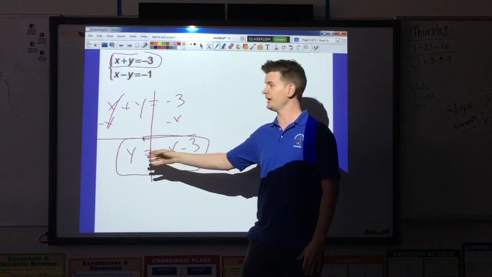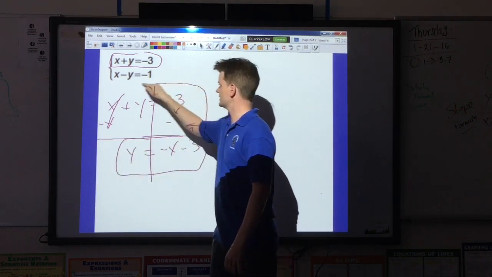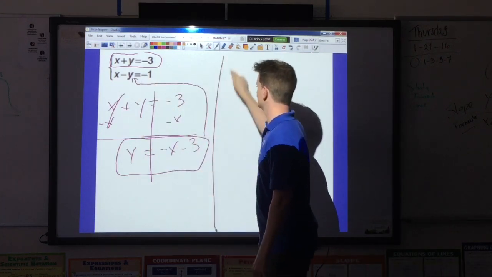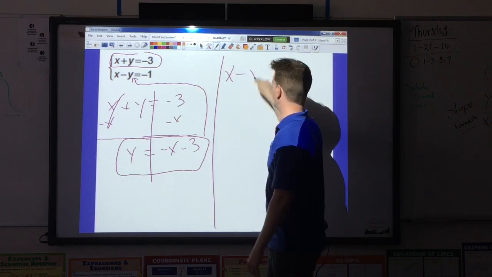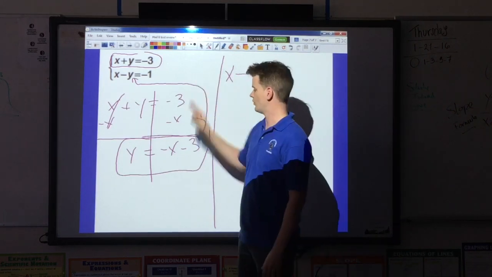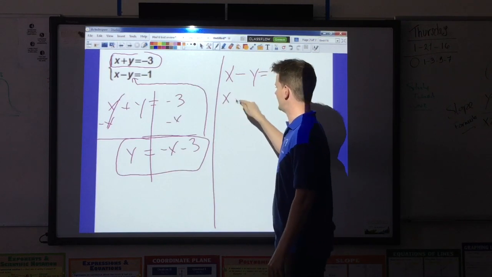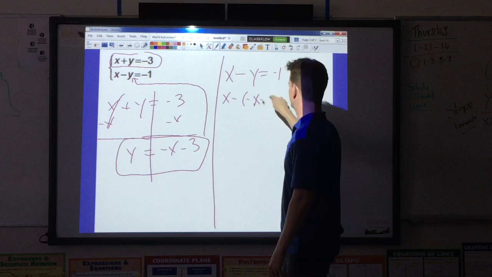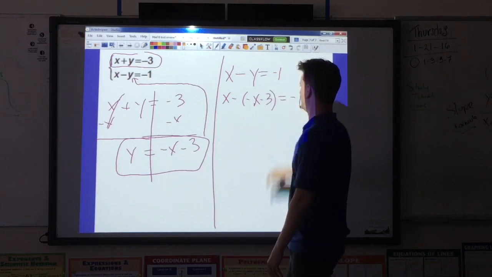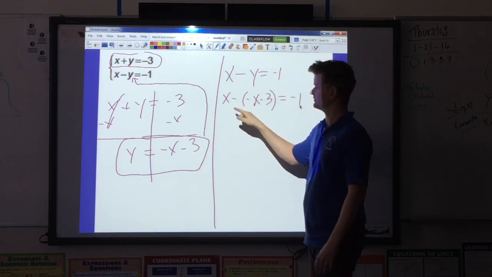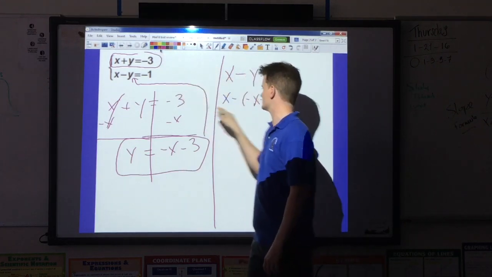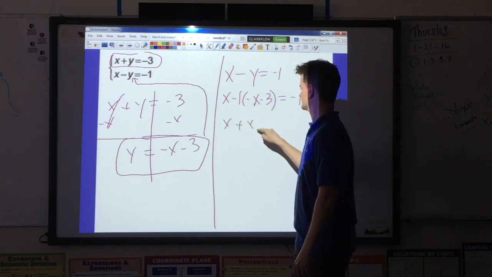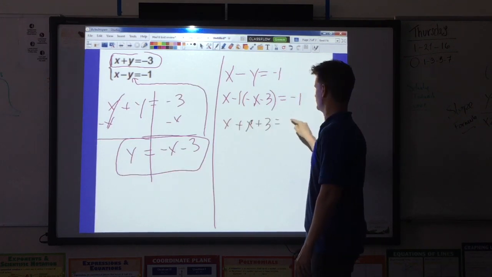Now that I've isolated y, I'm going to take this and substitute it in to this equation. And I'm going to have x minus y equals negative 1. I know what y is. Let's substitute that in. X minus negative x minus 3 equals negative 1. I have to get rid of these parentheses. So there's a little number you don't see here. It's an invisible 1. I distribute that in, I'll get x plus 3 equals negative 1.